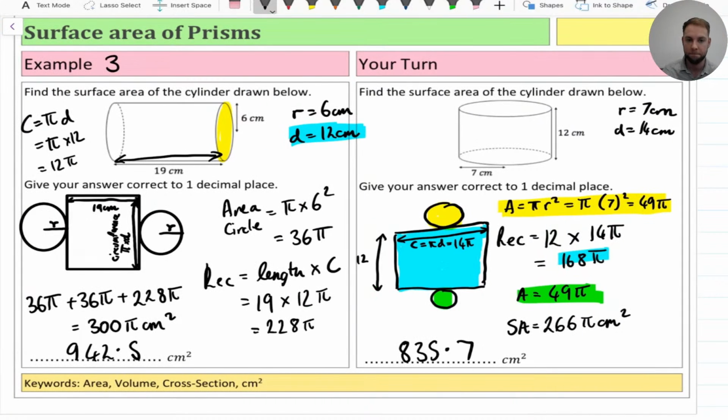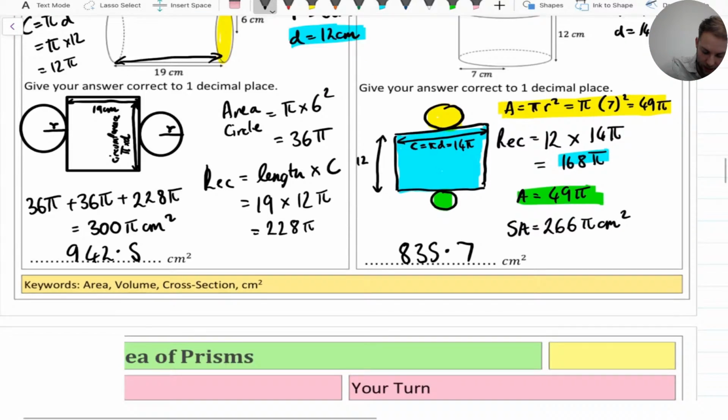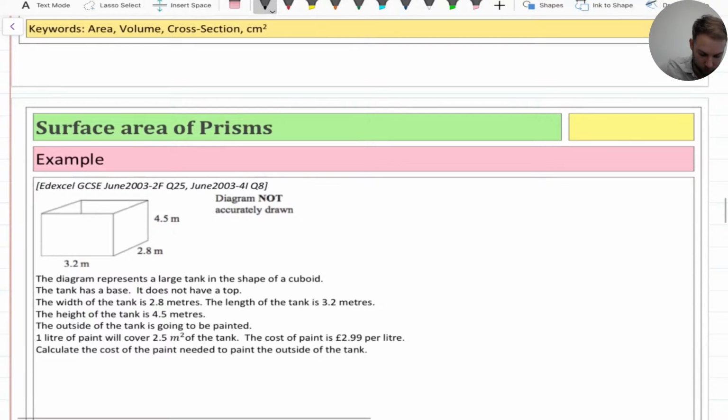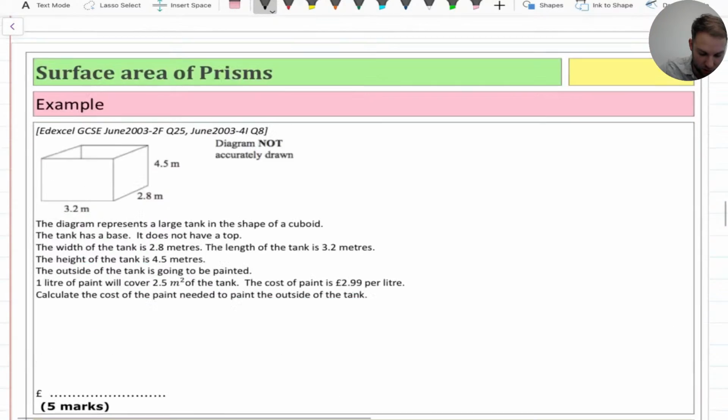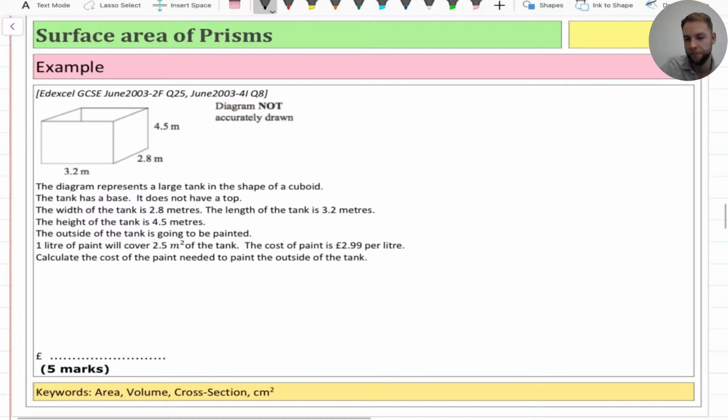Super. Well done to all of you who've got it right. Make sure you got your rounding right there. Okay. Two more questions to have a go at, and then we'll move on.